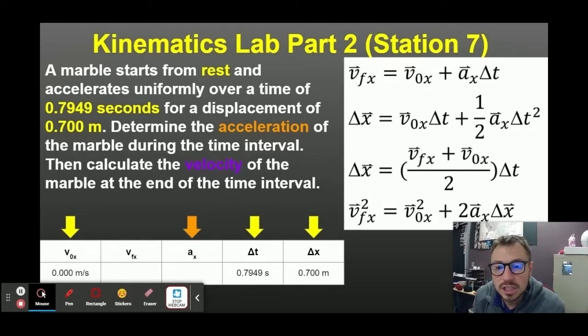Now I'm looking for the equation that has these 4 variables, or I can take a shortcut and look for the one that does not have final velocity. I'm not concerned with that one yet. And it's the second one. So now this is just an algebraic problem.